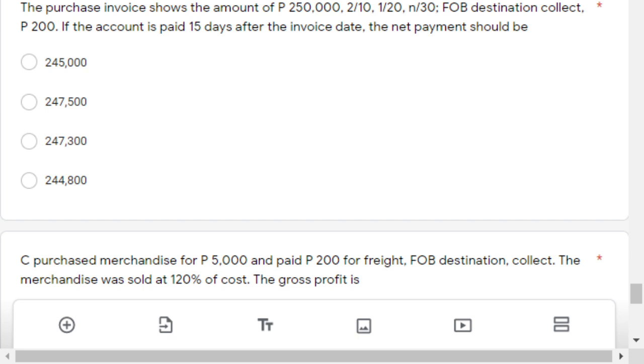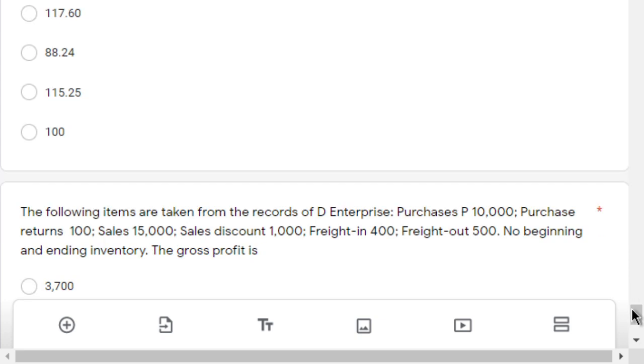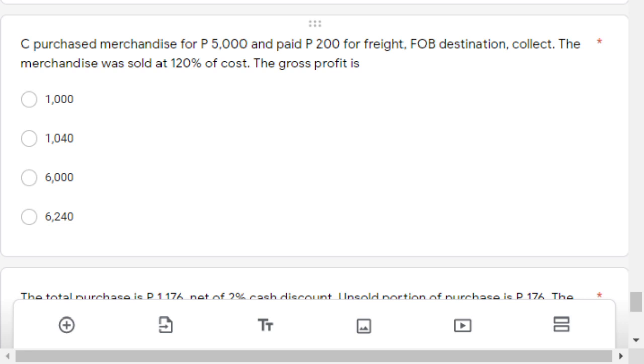So, next problem natin is: C purchased merchandise for 5,000 pesos and paid 200 pesos for the freight. Ano ba yun? FOB destination collect. The merchandise was sold at 120% of cost. So, ang question dito, magkano daw yung gross profit? So, para makuha ang gross profit, simple: sales less cost.